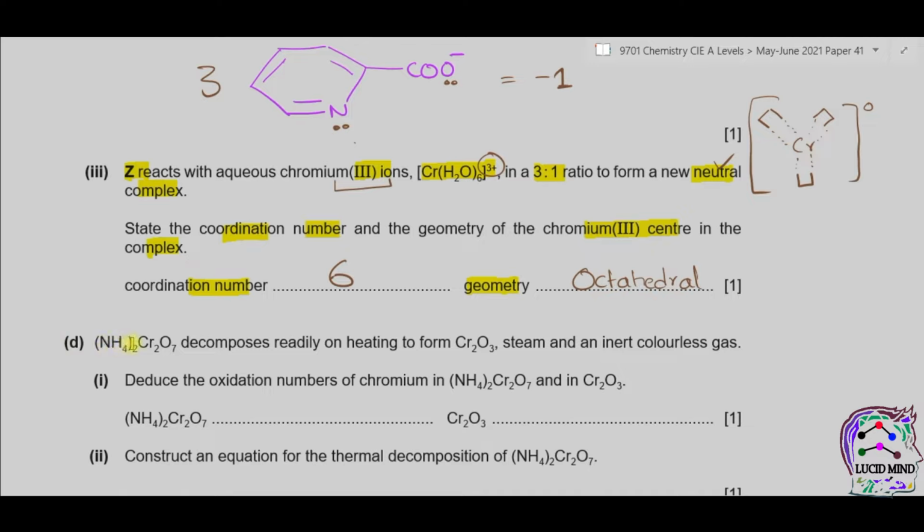Part D, (NH4)2Cr2O7 decomposes readily on heating to form Cr2O3, steam and an inert colorless gas. Deduce the oxidation numbers of chromium in ammonium dichromate and in Cr2O3. So we have to find the oxidation numbers of chromium. Let's see. First one is (NH4)2Cr2O7.